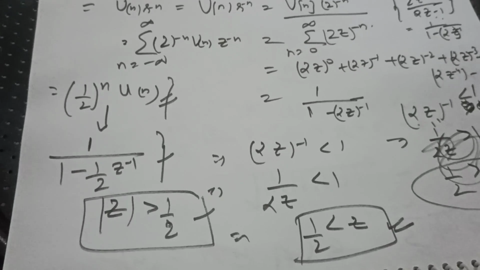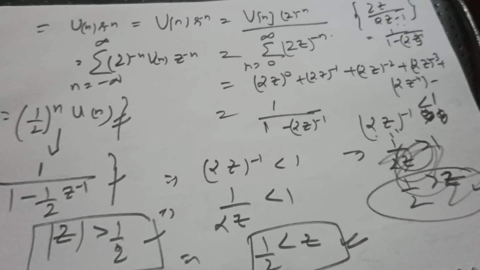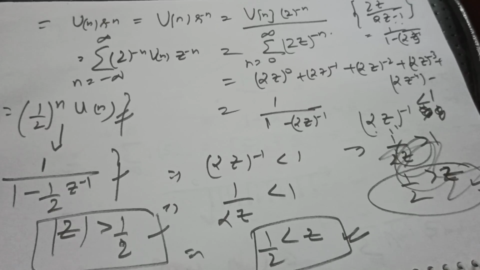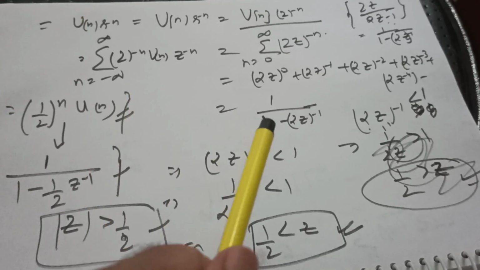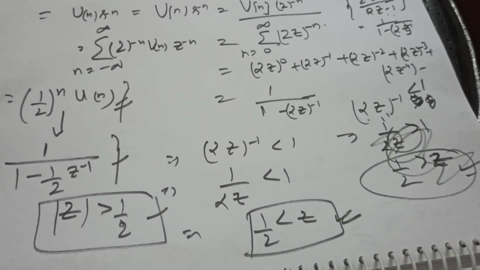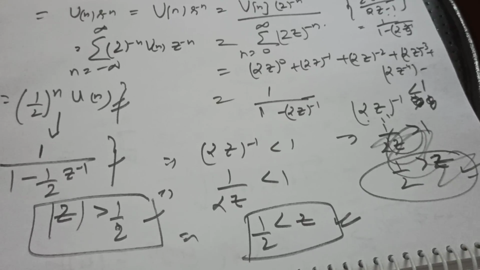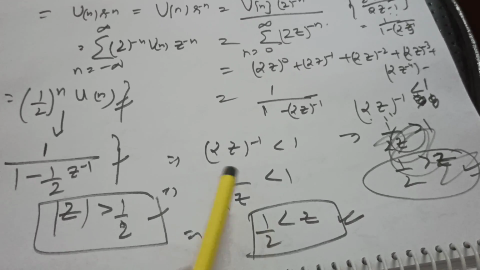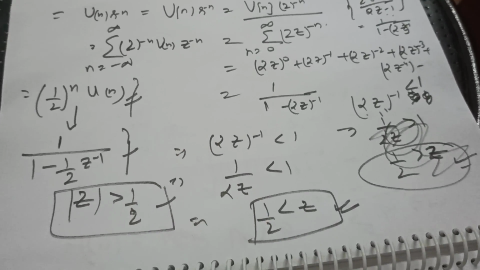Directly I can say that mod of z should be greater than half, or I can use the basic rule, that is I will sum up 2z inverse from 0 to infinity, as shown here. By writing the summation, I will get the first term as 1, the common ratio is 2z inverse, and again the common ratio has to be less than 1. So this gives us mod z is greater than half.